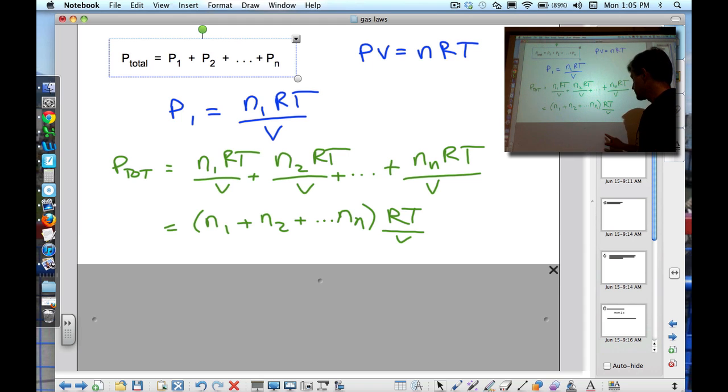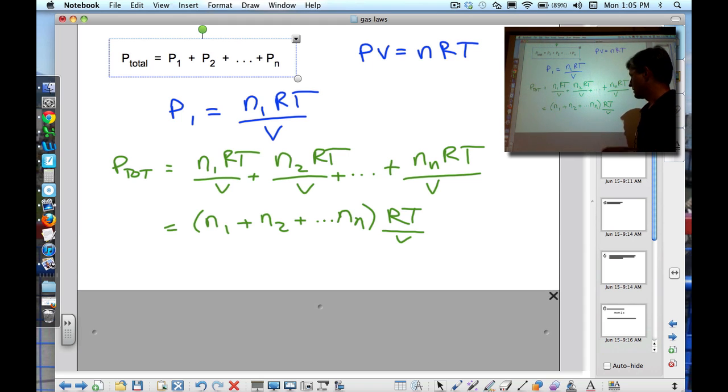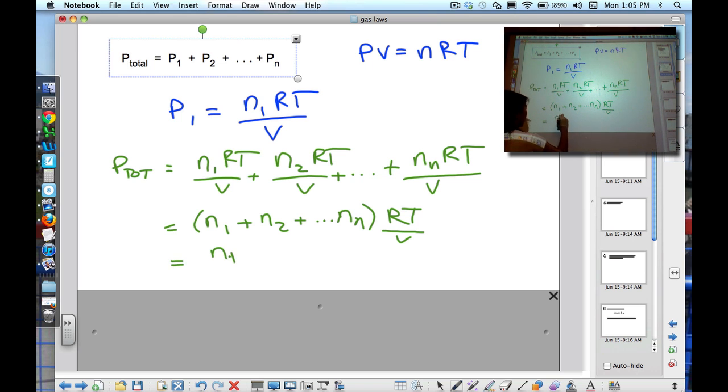Well, that makes our life easier now, because what is N1 plus N2 plus dot dot dot plus Nn? That's just the total number of moles. Very good. Show us what that simplifies to then. Just replace that with N total. Equals N total RT over V.